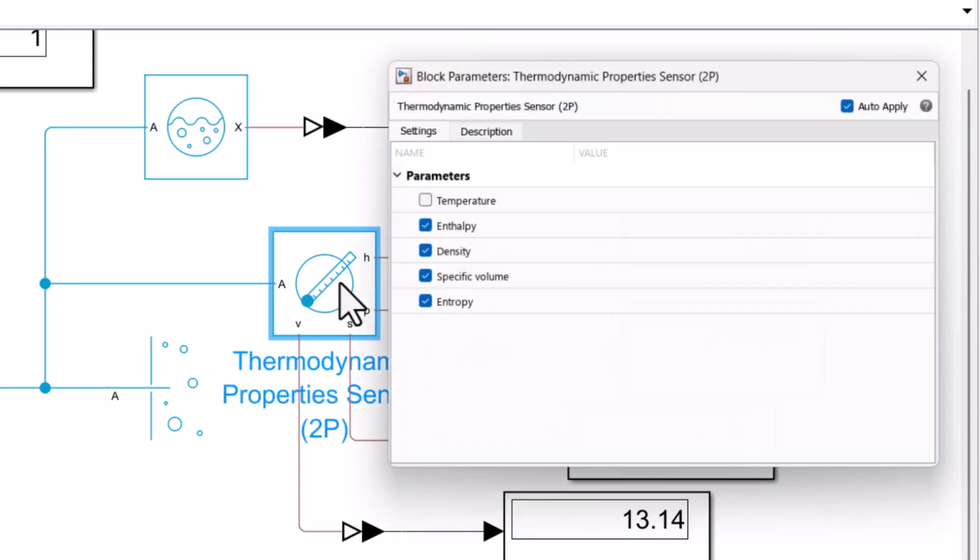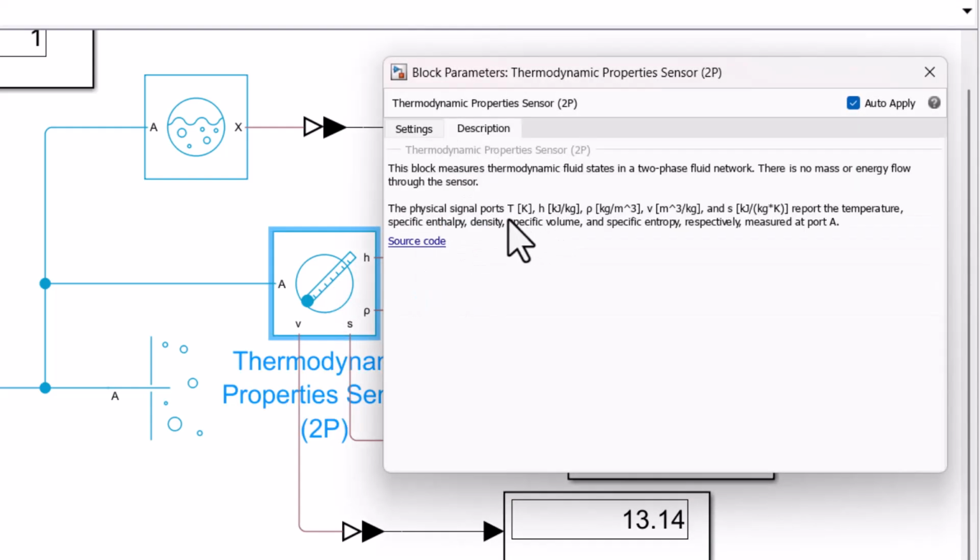And you want to make sure that you are correct with the units. This sensor sends the enthalpy in kilojoules per kilogram, the density in kilograms per cubic meter, the specific volume in cubic meters per kilogram, and the entropy in kilojoules per kilogram Kelvin.